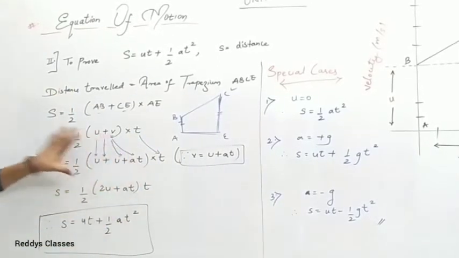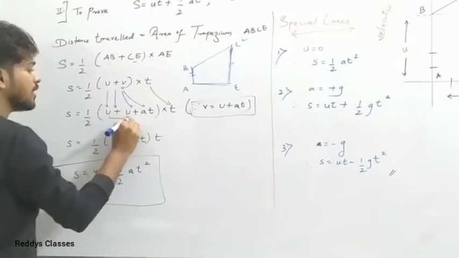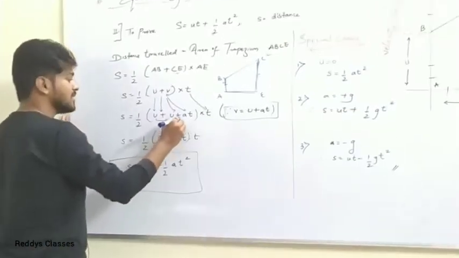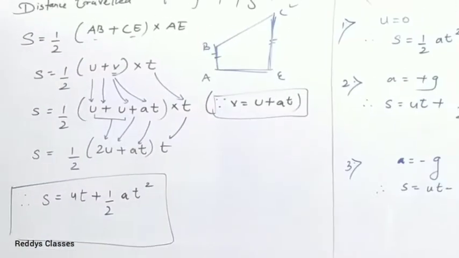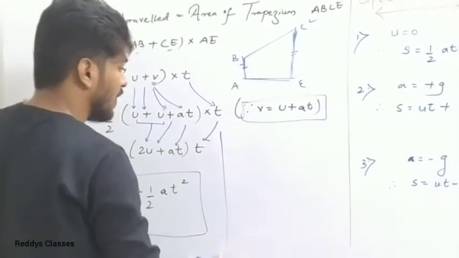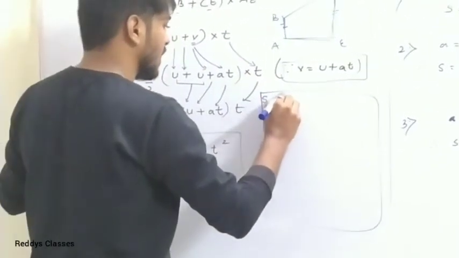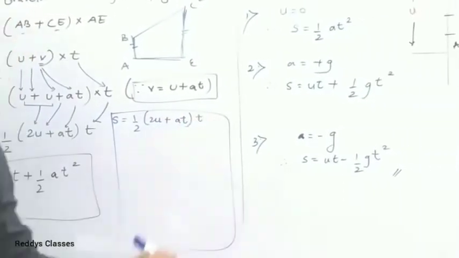So did you get this point? Now S is equal to half. U plus U is what? 2U. U plus U is 2U plus AT, as it is. So what value do I get? S is equal to half, 2U plus AT into T.